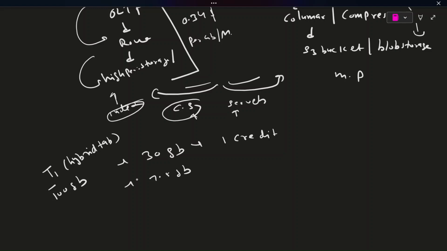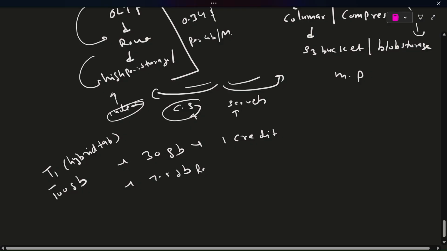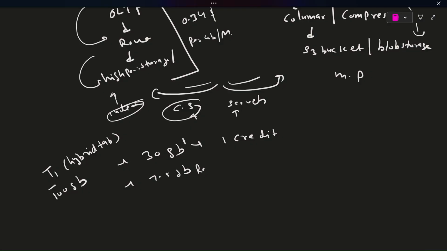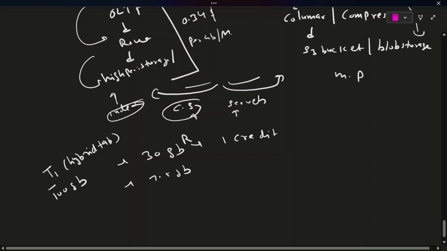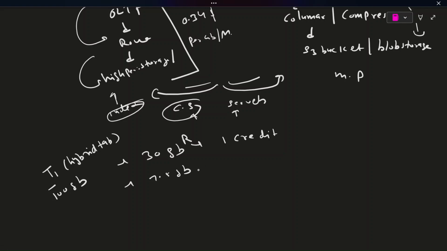And now let's say I am reading 30 GB data, and I am writing 7.5 GB data to the hybrid table, right? So for writing this 7.5 GB data, one credit will be consumed. Got it? One credit will be consumed.